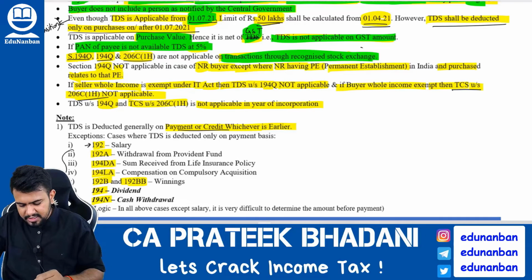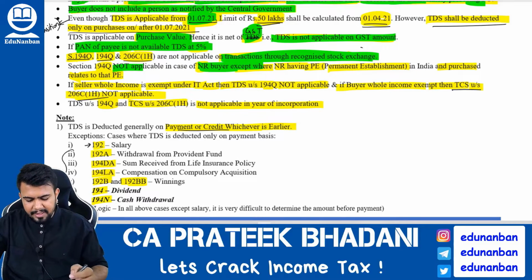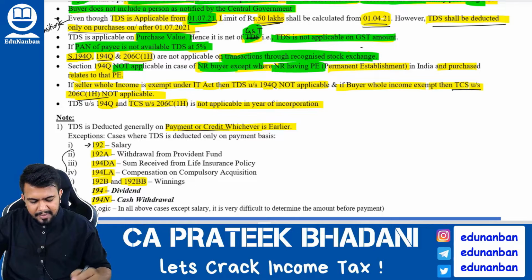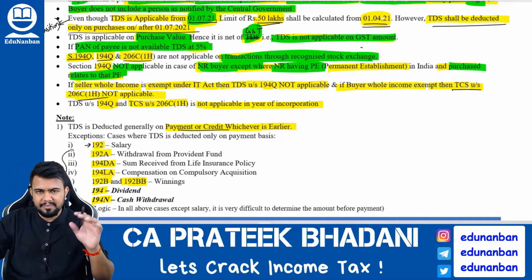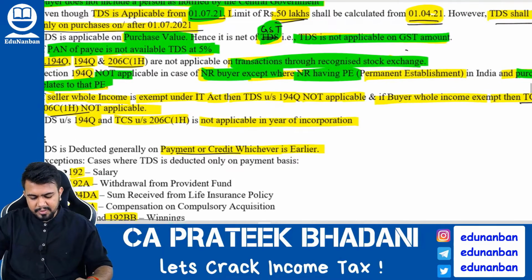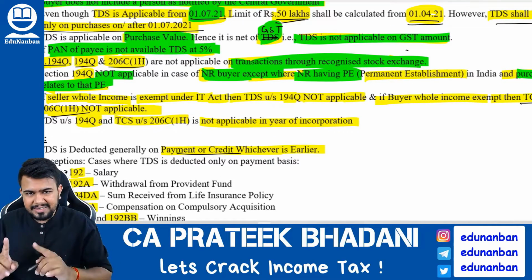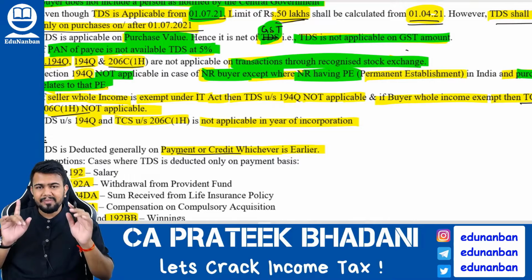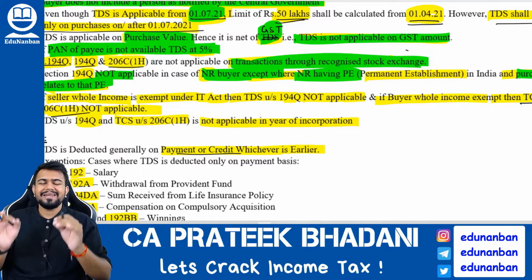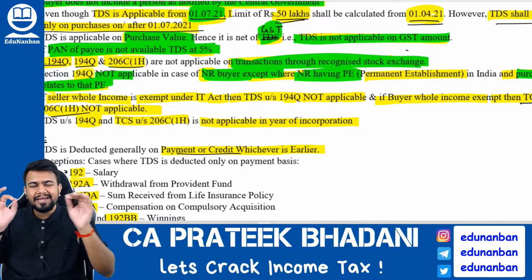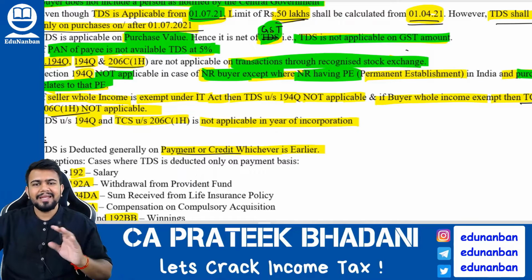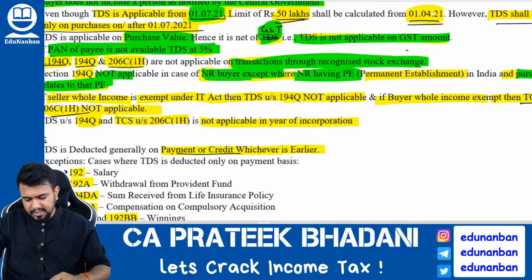Next, this section is not applicable in case of a non-resident buyer, except where the non-resident buyer is having PE in India and the purchase relates to that particular PE. PE means what? Permanent establishment. So, to a non-resident, 194Q will be applicable only if that non-resident is having a permanent establishment and the purchase of goods is related to that permanent establishment. In other cases, a non-resident need not deduct the TDS.